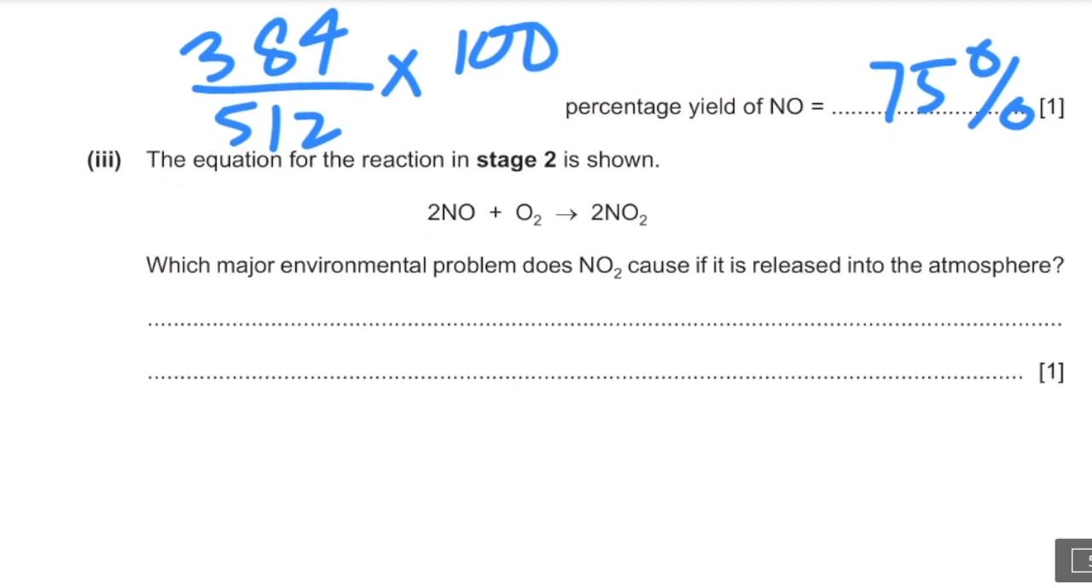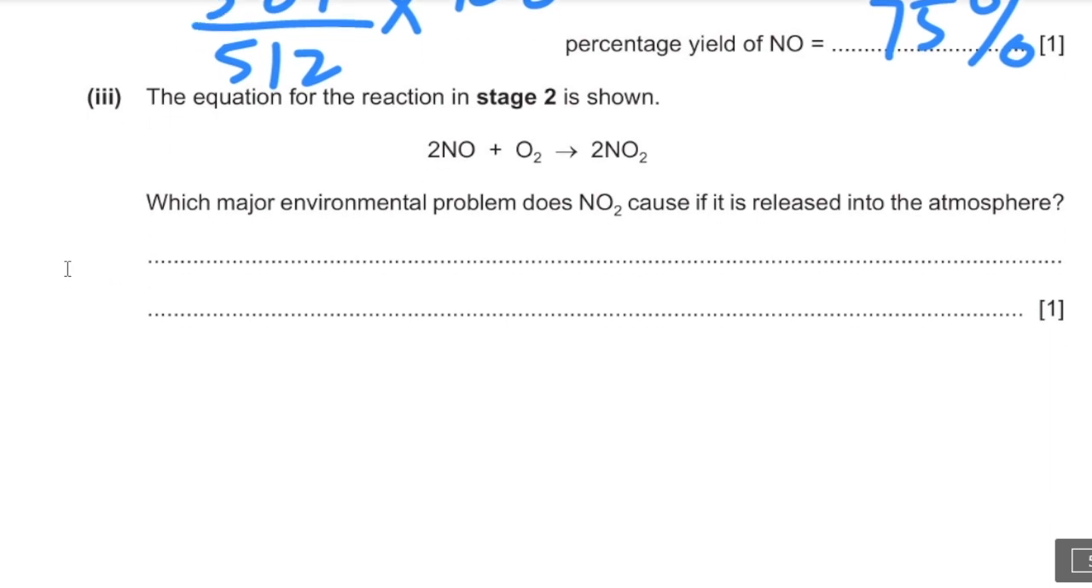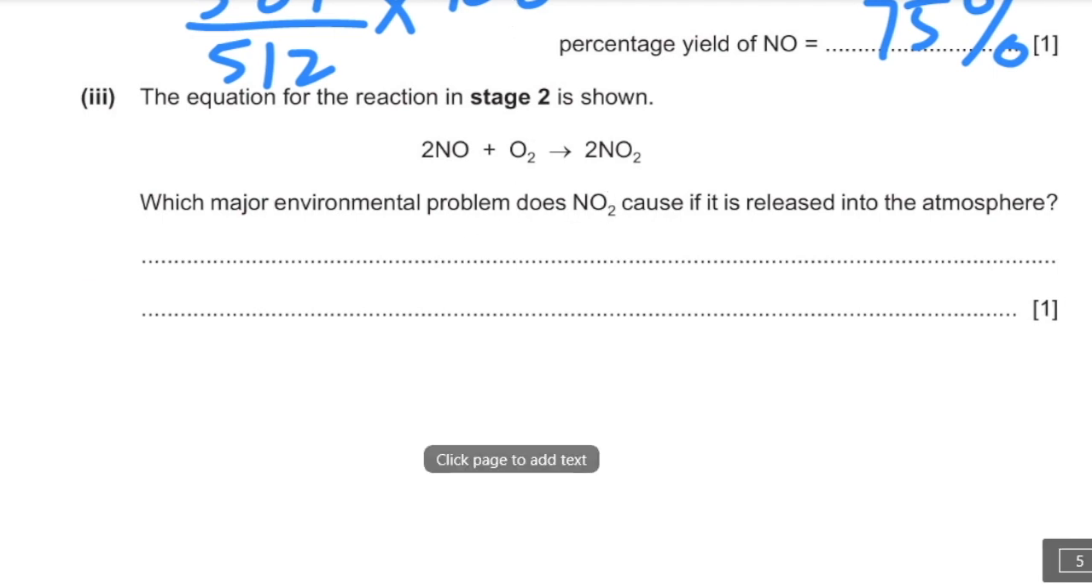3. The equation for the reaction in stage 2 is shown. Which major environmental problem does nitrogen dioxide cause if it is released into the atmosphere? So it reacts with the water from rain and causes acid rain.